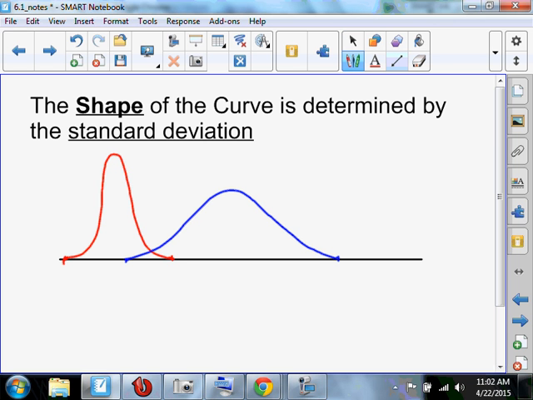And others still might be very widespread, like that, over the whole entire curve.